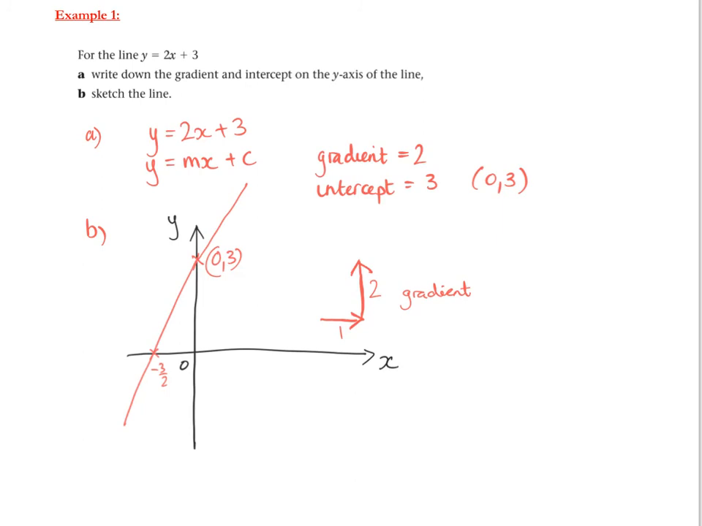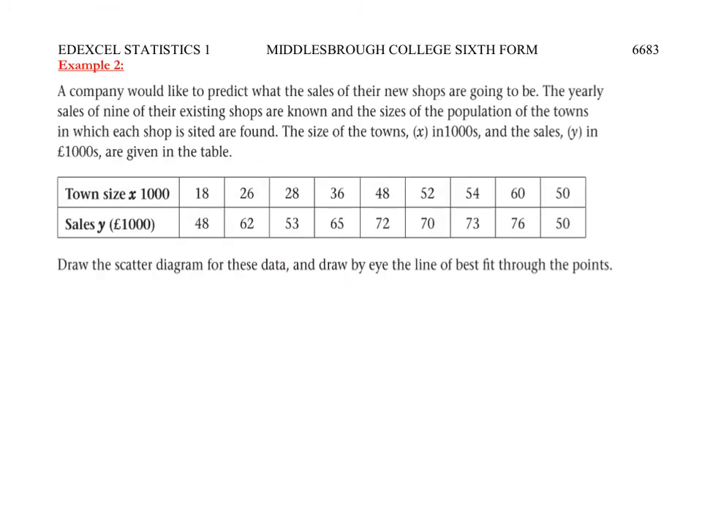Okay, example 2. A company would like to predict the sales of their new shops. The yearly sales of 9 of their existing shops are known, and the sizes of the population of the towns in which each shop is sited are found. The size of the towns, X, in thousands, and the sales, Y, in thousands of pounds, are given in the table.